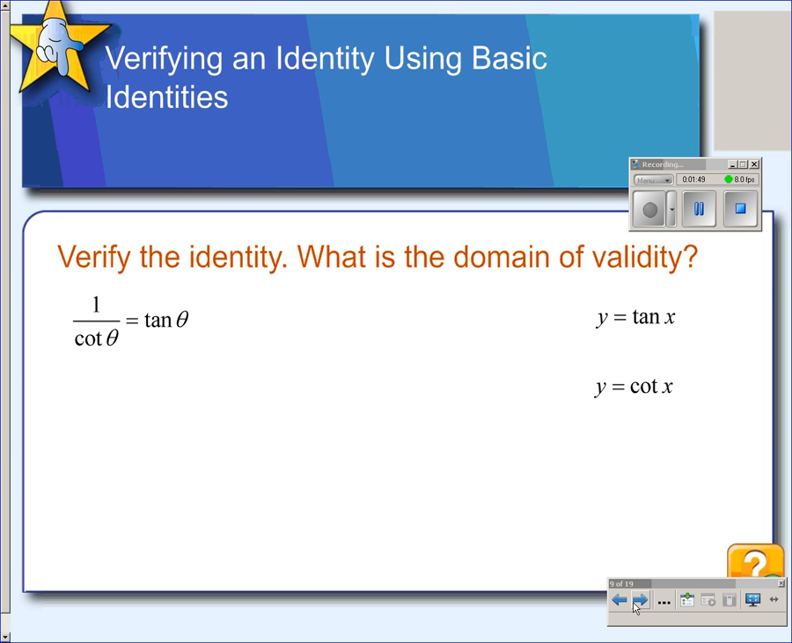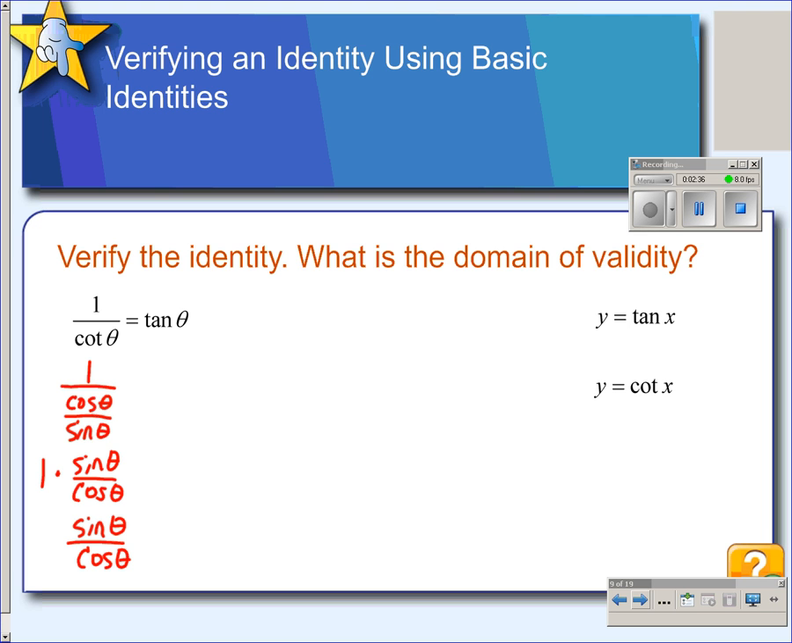Okay, here's another one. We want to verify this identity, so we're going to work on the left side and see if we can make it equal tangent theta again. So I know that the cotangent of theta is equal to cosine theta over sine theta, and 1 divided by cosine theta over sine theta would be 1 times the reciprocal, sine theta over cosine theta. And 1 times sine theta over cosine theta is just sine theta over cosine theta.